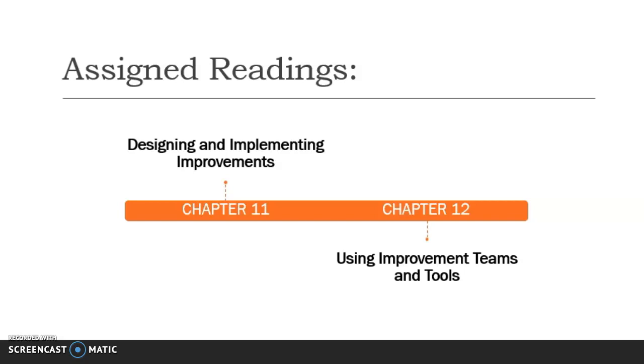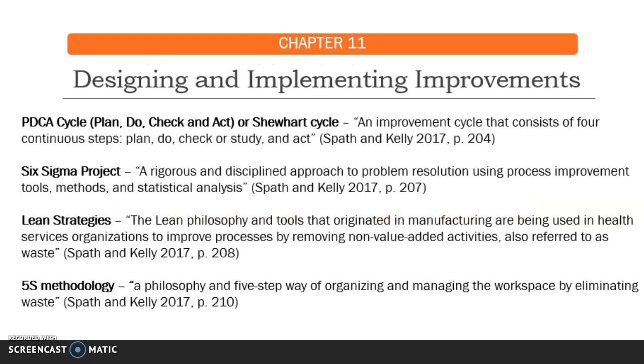So let's get started. Chapter 11 of our text revolves around the numerous approaches required for improvements. Some of the approaches introduced in this chapter is the PDCA cycle that consists of 4 steps that are linked, systematic, and continuous approach that can be applied in any quality improvement projects.